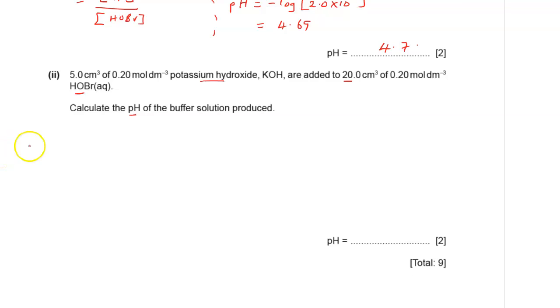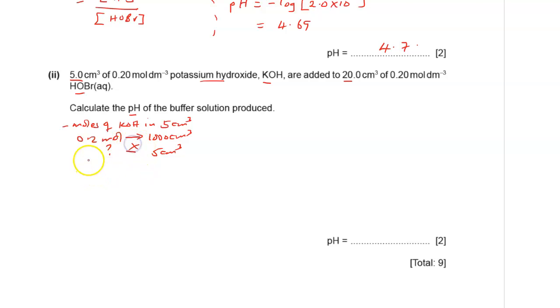Alright, we need to get the number of moles of potassium hydroxide here. We are told 5 of this, so we know that 0.2, so what we need is moles of that potassium hydroxide in 5 centimeters cubed. We know that 0.2 moles in 1 liter, in 1,000 centimeters cubed, and therefore in 5 centimeters cubed, what will be the number of moles?